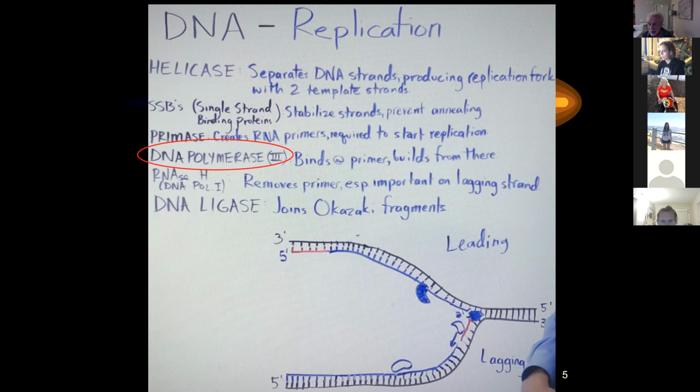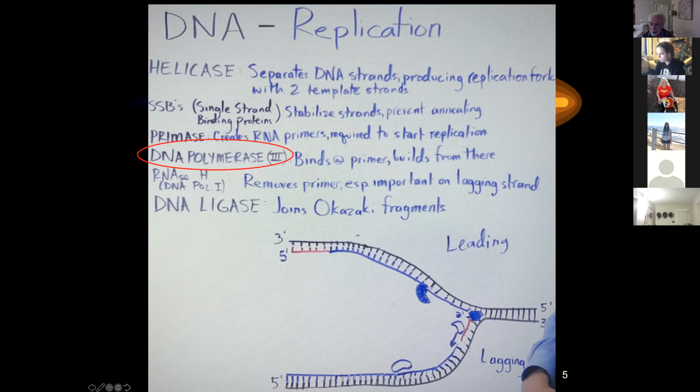I guess the question that I'm getting to is, can it be split again with another helicase, after it's formed a new DNA molecule? Yes, it can be split again and replicated again. So that's what happens in cell division. It happens over and over and over again. Gotcha.